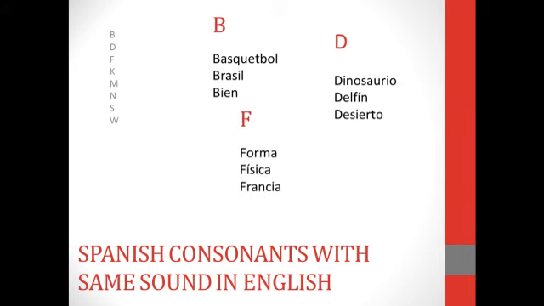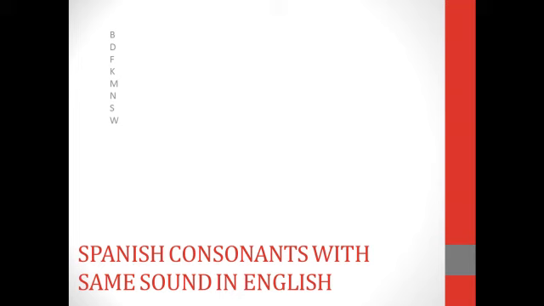The next will be F. It will be like forma, física, Francia. The fourth will be K, like in English, kilogramo, koala. It's important to say that in Spanish we will have two different consonants for the sound K. And this consonant K will be not common to use. We will have another that will be more used for this sound that we will study at the end of these lessons. And now let's continue with these consonants that have the same sound.